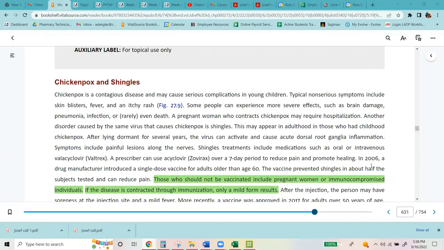In 2006, a drug manufacturer introduced a single dose vaccine for adults older than age 60. This vaccine prevented shingles in about half the subjects tested and can reduce pain. Those who should not be vaccinated include pregnant women or immunocompromised individuals. If the disease is contracted through immunization, only a mild form results.